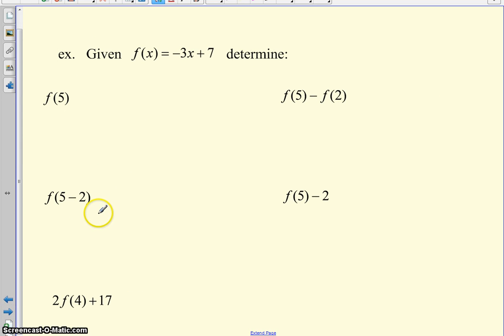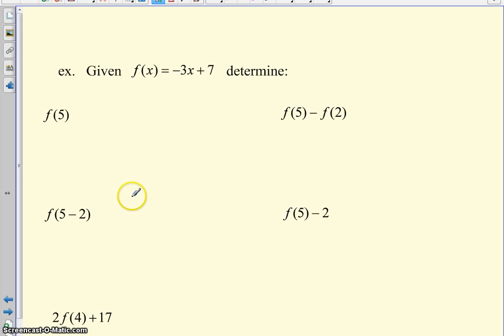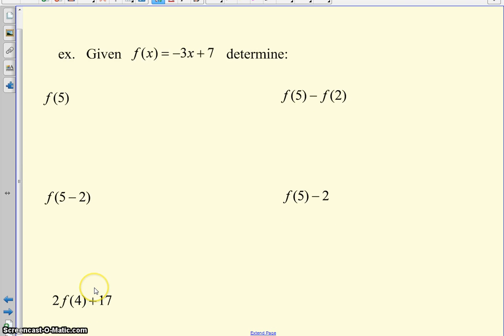Okay, so let's work a little bit more with function notation right here. Here we're given a linear function, f of x equals negative 3x plus 7. So a typical line like you would have seen back in grade 9. And with all that, I want to determine these 5 different expressions: f of 5, f at 5 minus f of 2, f at 5 minus 2, f at 5 then subtract 2, and then 2 times f at 4 plus 17.